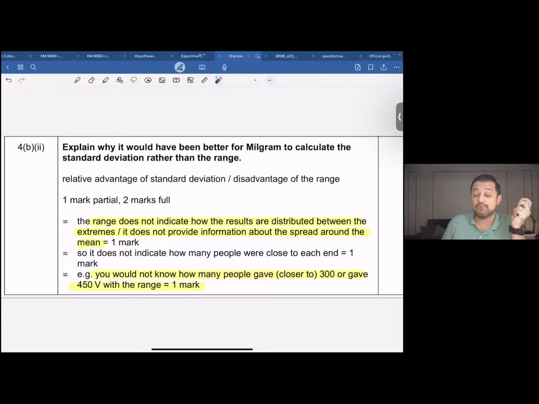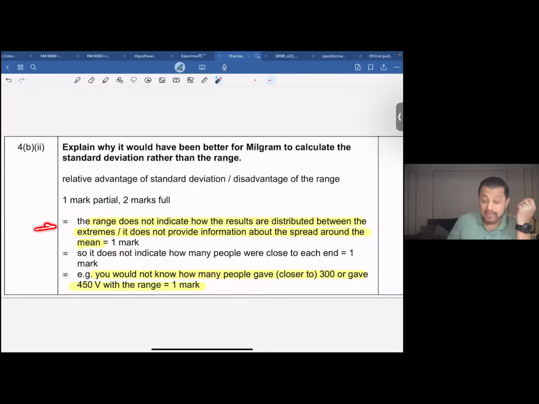Remember, towards the end, we spoke about how using standard deviation is a better option as compared to using range. Remember, they're both measures of spread. Now, for the relative advantage of standard deviation or disadvantage of the range, if you give a partial explanation, you get 1 mark. If you give a full explanation, you get 2 marks.